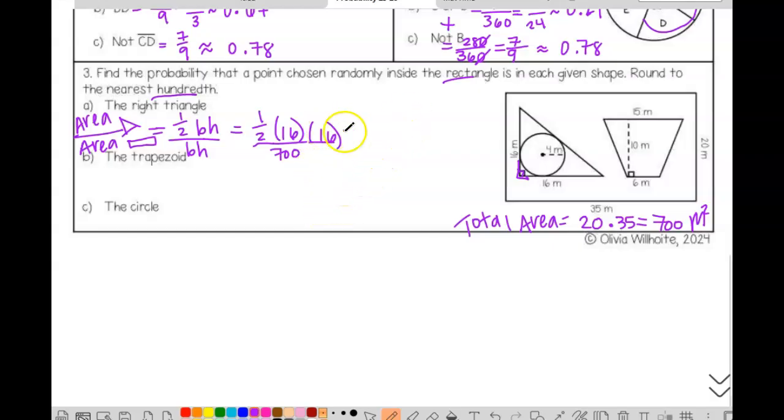Okay, let's punch in some numbers. Half of 16 is 8. 8 times 16. Good. So this is approximately 128 out of 700, which is 0.18.